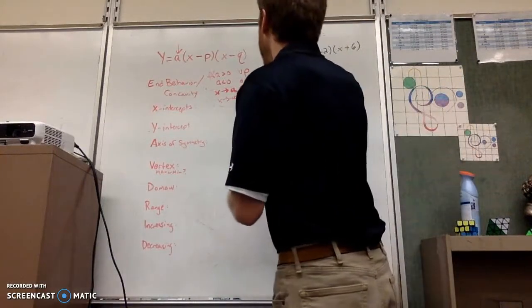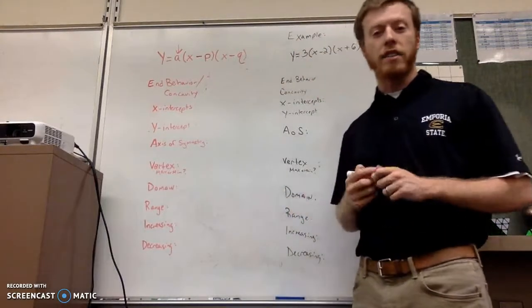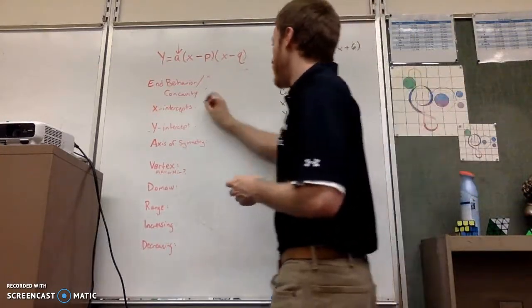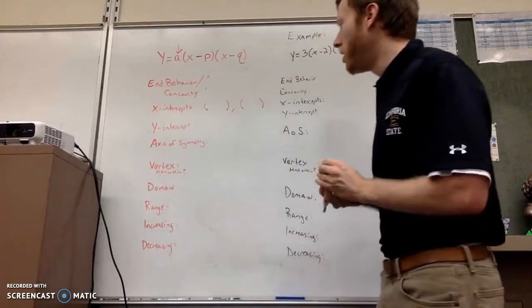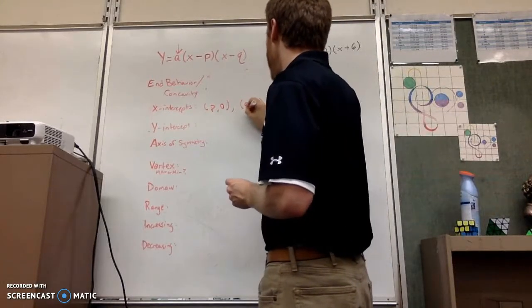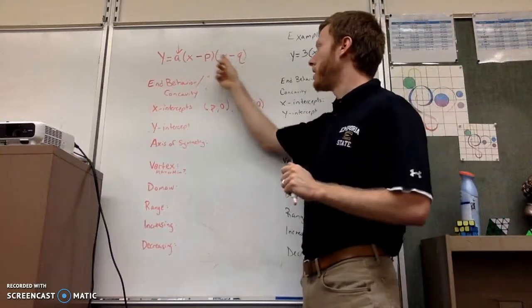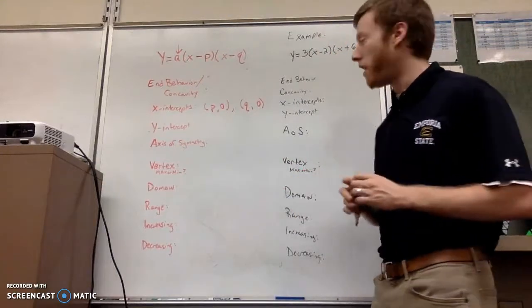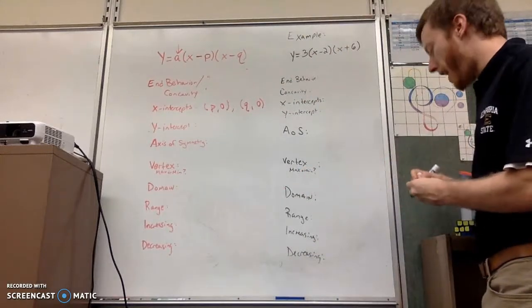Let's talk about the next one, which is just as easy. X-intercepts. There they are: p and q. That's it. So again, we might write it in this form. One x-intercept is going to be (p, 0), and the other one's going to be (q, 0). Whatever value happens to be over here goes in here. That's going to be really easy. It's already found for us.